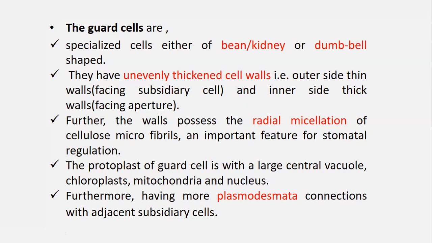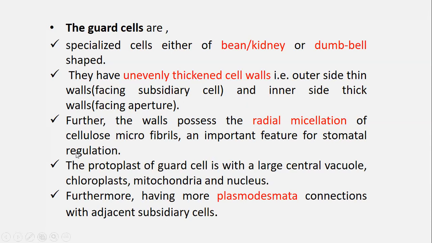Usually, normal cells have horizontally arranged cellulose microfibrils, whereas the guard cells have radially oriented cellulose microfibrils inside the cell wall, and those are responsible for the flaccid or turgid state of the guard cells during stomatal regulation.